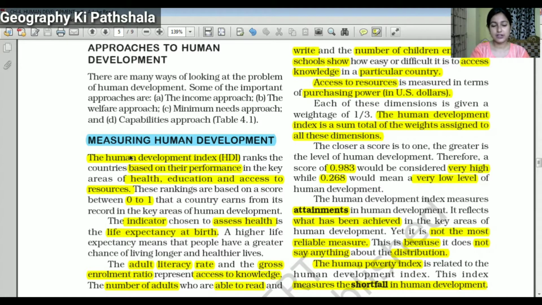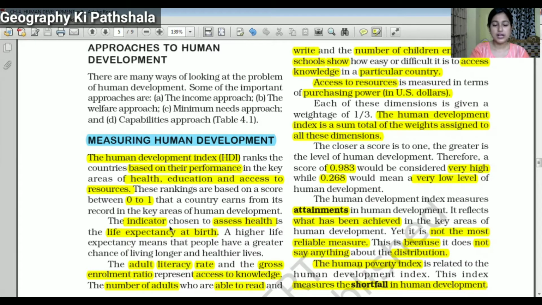In the very first line, you can see it has been mentioned that the Human Development Index, in short form we call it HDI, ranks the countries on the basis of performance in some key areas. So what are those areas? The areas are health, education, and access to resources. And this ranking is based on a score between 0 and 1. Now let's see these key areas one by one.